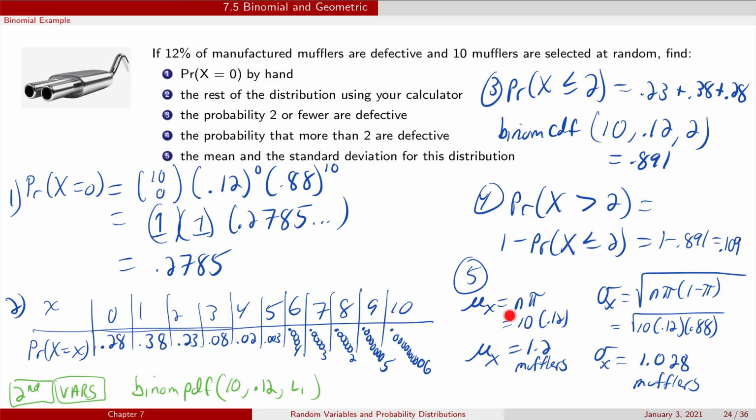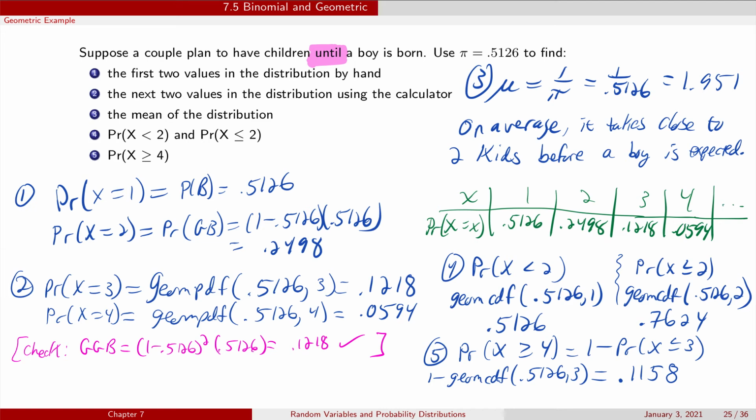Plugging into the formula, mean is n times pi. So on average, in 10 mufflers, I'm going to expect about 1.2 mufflers to be defective. Again, means can be decimals, even if 0.2 of a muffler doesn't make much sense. And the measure of spread helps us figure out how much variability there is around this mean. Plugging into that formula and taking the square root, the variability, the typical deviation from the mean of 1.2 is about 1.03 mufflers.